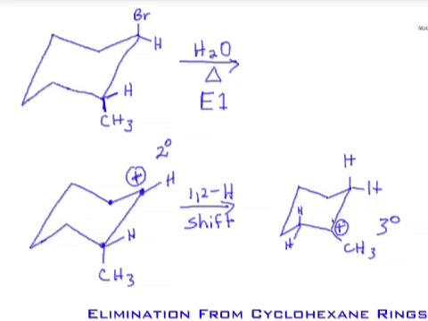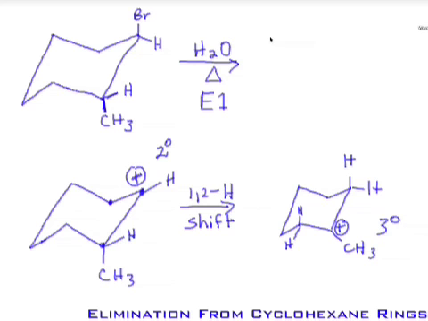But once it shifts, no matter where I pull my H off of, which beta hydrogen, I would form the double bond here or here. It's the same thing. Because these two groups all the way around the ring are no longer chiral, and there's only one center. So in this case, you've lost chirality because of the 1,2 hydrogen shift.